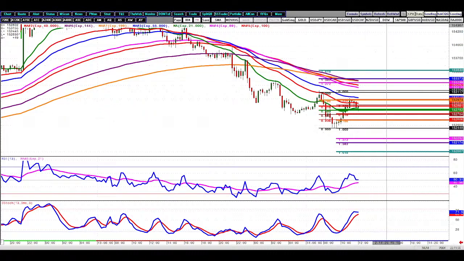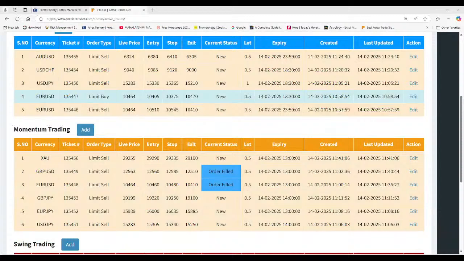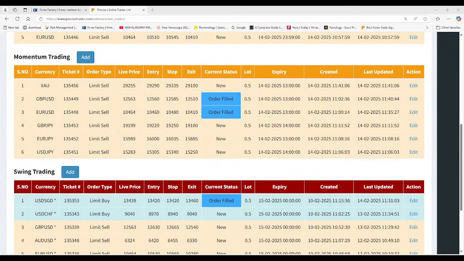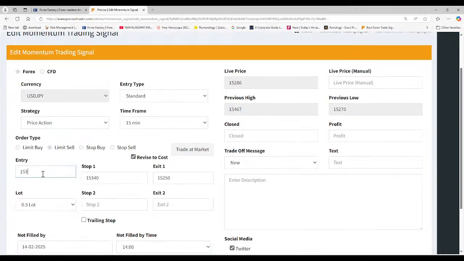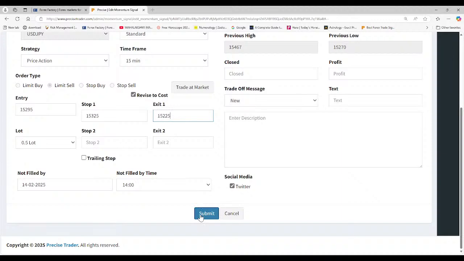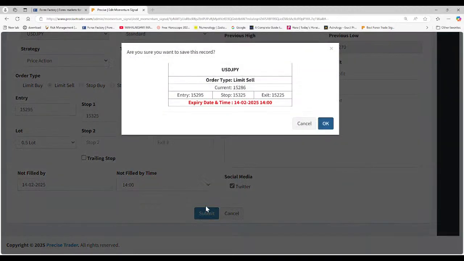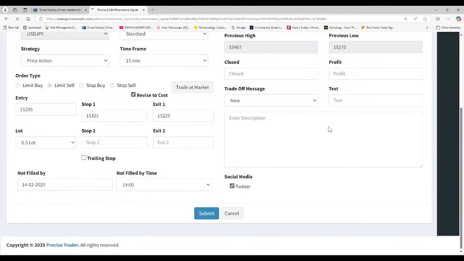So we can have two orders based on this. We have tried to sell at 15305. That one I think we've got to lower to 295. The one I think we'll put a stop at 325. Okay, and 15225, and this is until 2 hours. We give another 2 hours.